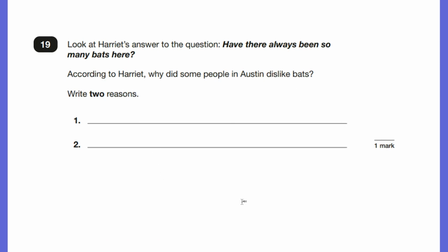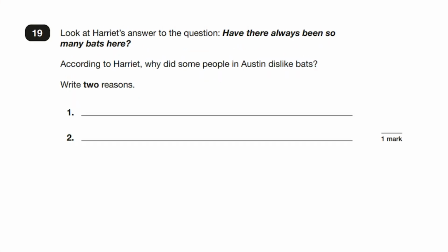Number 19. Look at Harriet's answer to the question. Have there always been so many bats here? So once again, it's being very kind to us, telling us where to look in the text so we don't have to waste time. According to Harriet, why do some people in Austin dislike bats? So we've got a why question, which means that it's probably going to be inference. It's probably going to be using the word because. We need to give two reasons. Yes, we're going to use the word because.